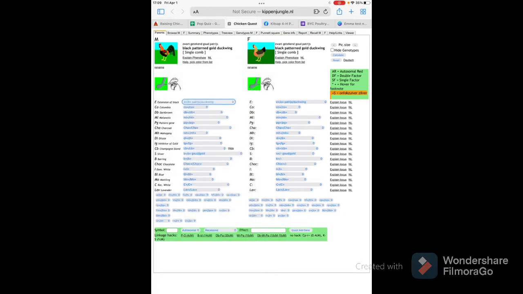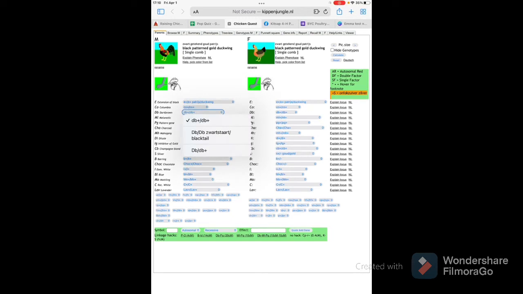So moving off from the E locus, we have the Columbian. Columbian is a dominant gene. It is a eumelanin restrictor, so it restricts eumelanin, which is black pigment, to the hackles and the tail. Think Columbian Wyandotte, Columbian Plymouth Rock. Columbian is also a gene which contributes to lacing. So if any of y'all have laced Wyandottes, laced Cochins, and so on.